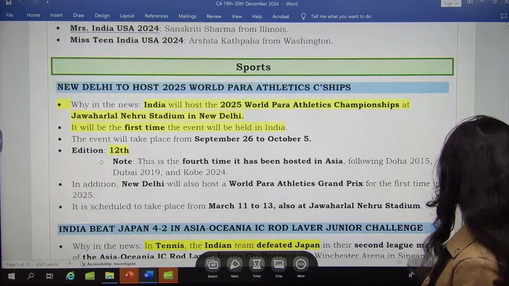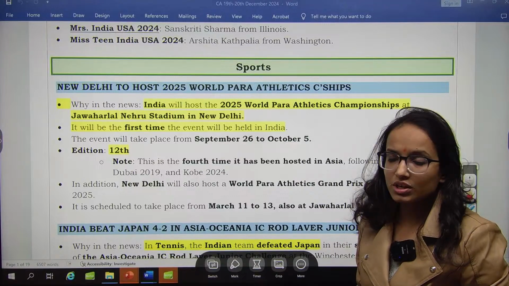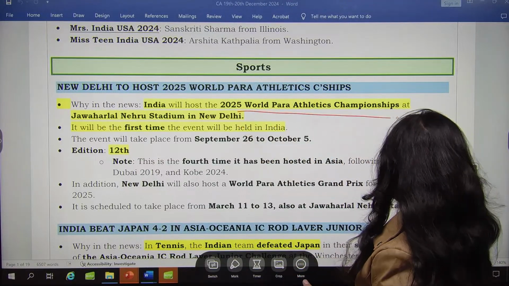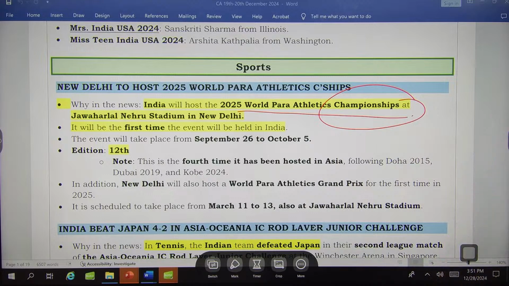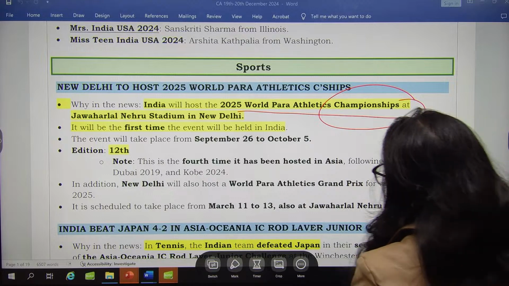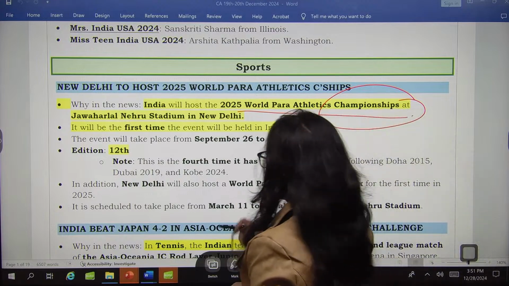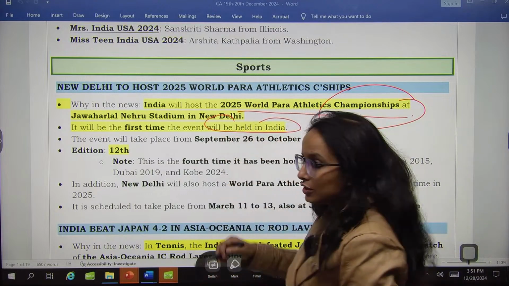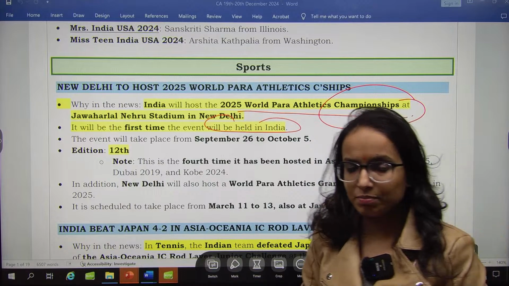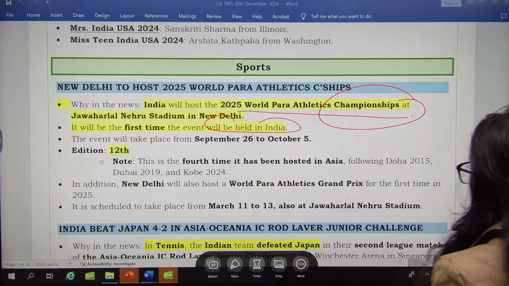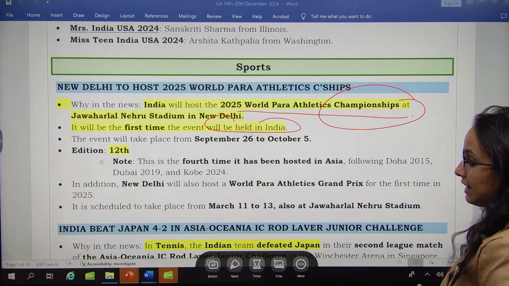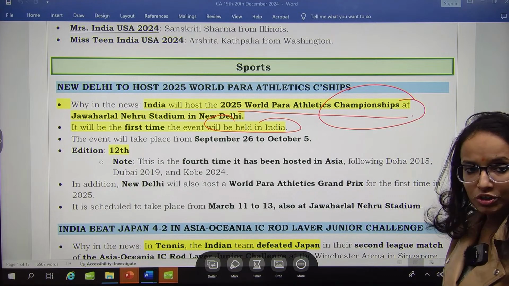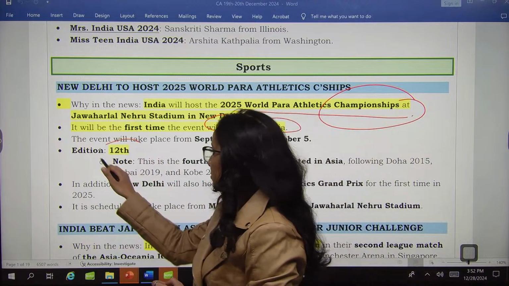Moving on to the sports category in this section, India will be hosting the 2025 World Para Athletics Championship at Jawaharlal Nehru Stadium in New Delhi. Okay, and it will be the first time that the event will be held in India. So this is important. That's why the location is important. Remember, the 2025 World Para Athletics Championships are to be held in India. Okay, and this is going to be the 12th edition. Remember the number of edition as well.